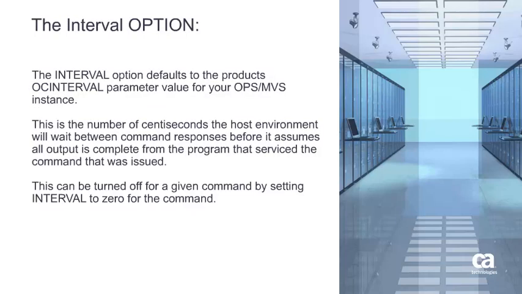The INTERVAL option defaults to the product's OC interval parameter value for your OPS/MVS instance. The default value is 90 centiseconds, or 9/10 of a second. This is the number of hundredths of a second that the host environment will wait between command response lines before it assumes all output has finished being generated for the current command. By setting the interval value to 0 on the INTERVAL option, you effectively turn off the feature. The default value is 90 centiseconds, or 9/10 of a second, and can be set up to 3 seconds with the INTERVAL 300 setting.